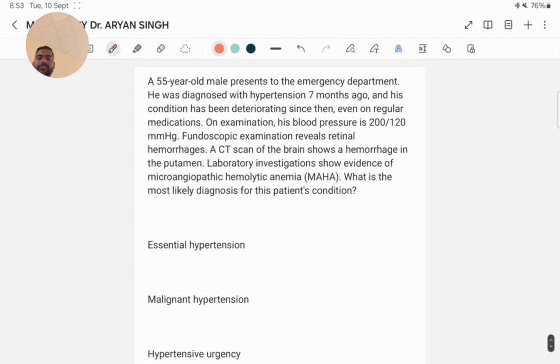A 55-year-old male presents to the emergency department. He was diagnosed with hypertension 7 months ago and his condition has been deteriorating since then, even on regular medication. On examination, his blood pressure is 200 by 120 mmHg. Fundoscopic examination reveals retinal hemorrhage. A CT scan of the brain shows a hemorrhage in the putamen. Laboratory investigations show evidence of microangiopathic hemolytic anemia. What is the most likely diagnosis for the patient's condition?